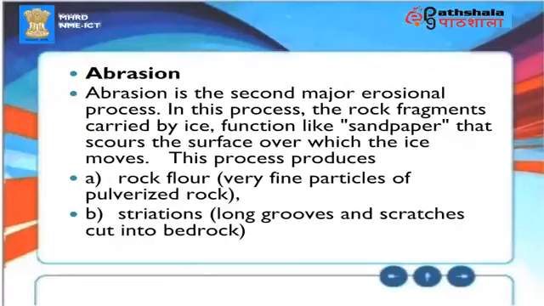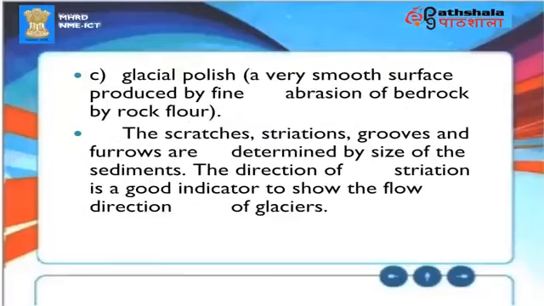Abrasion. Abrasion is the second major erosional process. In this process, the rock fragments carried by ice function like sandpaper that scours the surface over which the ice moves. This process produces rock flour, very fine particles of pulverized rock, striations, long grooves and scratches cut into bedrock, and glacial polish, a very smooth surface produced by fine abrasion of bedrock by rock flour.